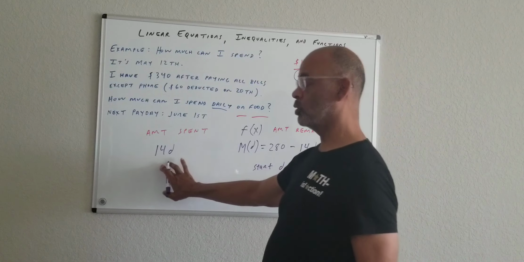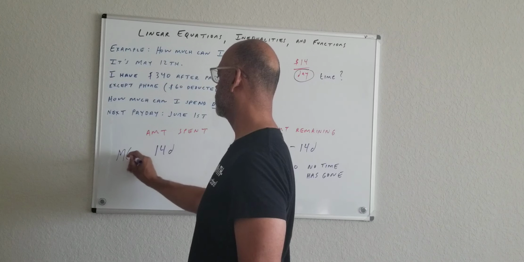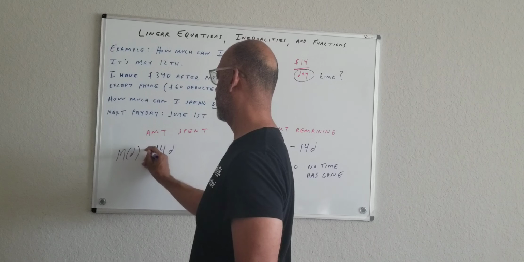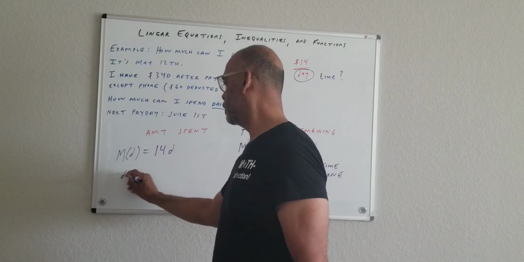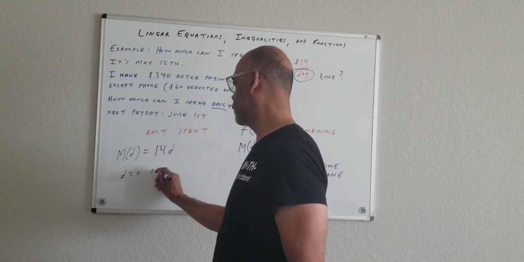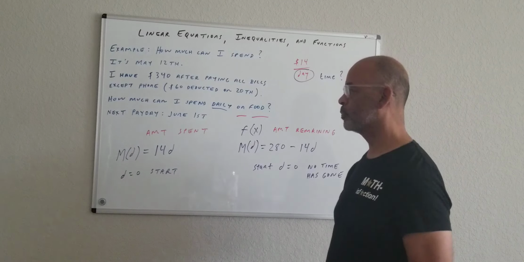Now this function would be the money spent, and that's based on how many days have gone by. The first day, D equals 0 also when you start. And when you start, you have not spent any money.